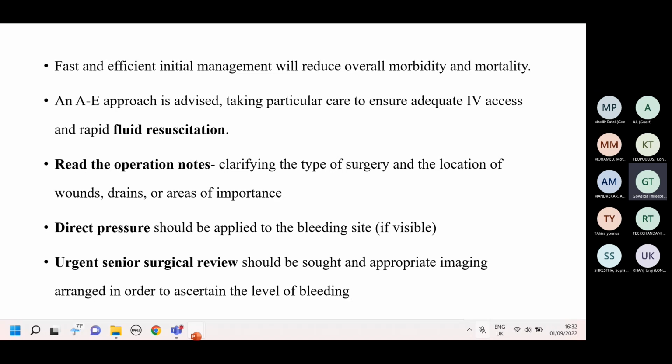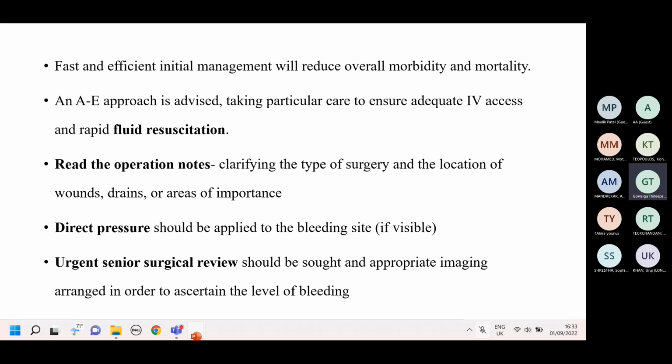So you always assess with the ABCDE approach. Always, otherwise you will miss things, right? Taking particular care to ensure adequate IV access and rapid fluid resuscitation immediately, mainly with blood and blood products, depending on your bedside investigations and the findings. So not to dilute further, you need to replace with blood and blood products.